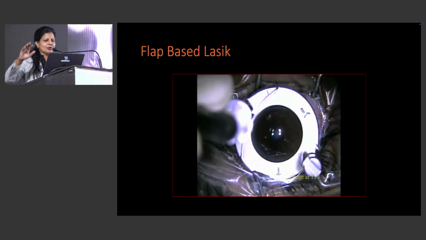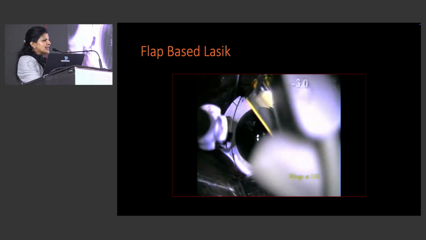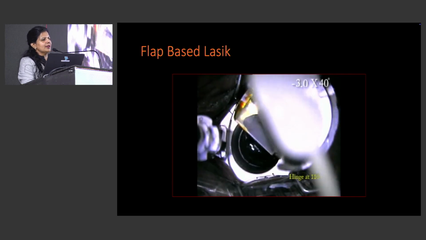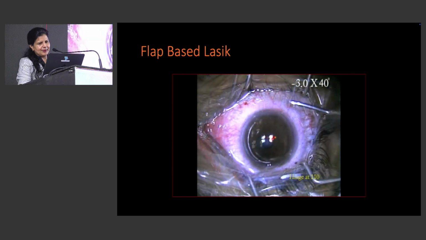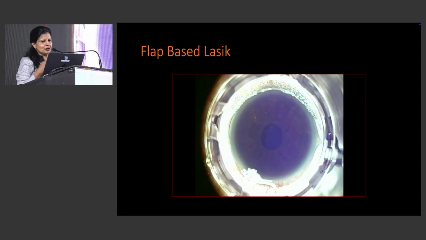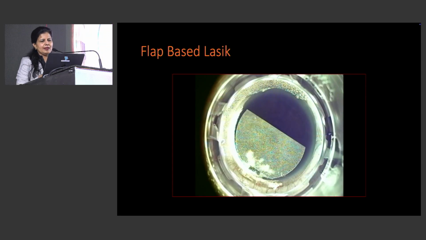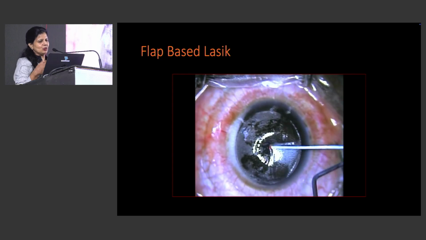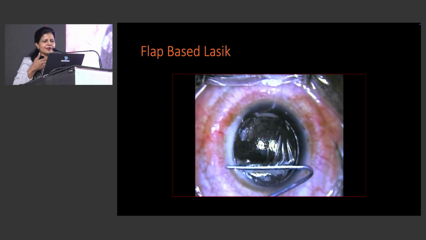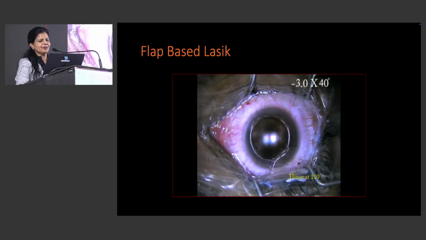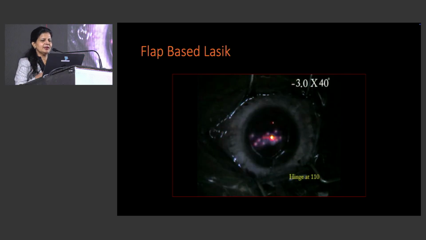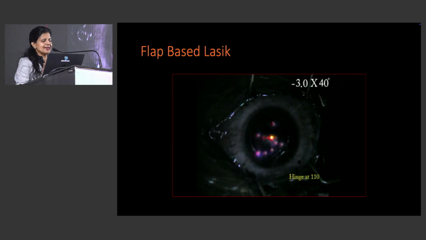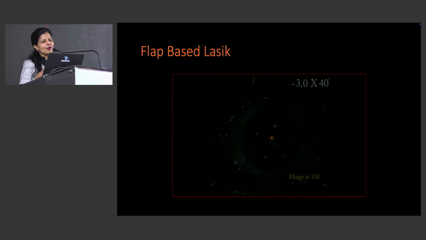So now, what we mean by a flap-based procedure is that we take either a keratome or femtosecond-based flap. So here you can see the mechanical keratome that has raised the flap first, followed by the femtosecond laser. So depending on what is being used, the smoothness of the elevation could be different, and the way the meniscus is formed could be different. Then this is followed by application of the excimer laser to the stromal bed, followed by repositioning of the flap. So now you have a covered area over the excimer ablation.